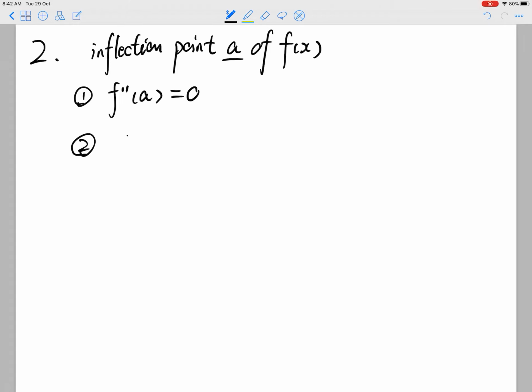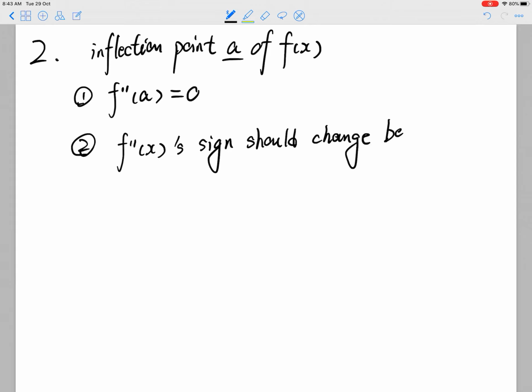And second part, the sign of the second order derivative should change. This should change before and after A. Okay, after passing A. For example, before A it's negative, then after passing A, it should be positive. Before A is positive, then after passing A, it should be negative.